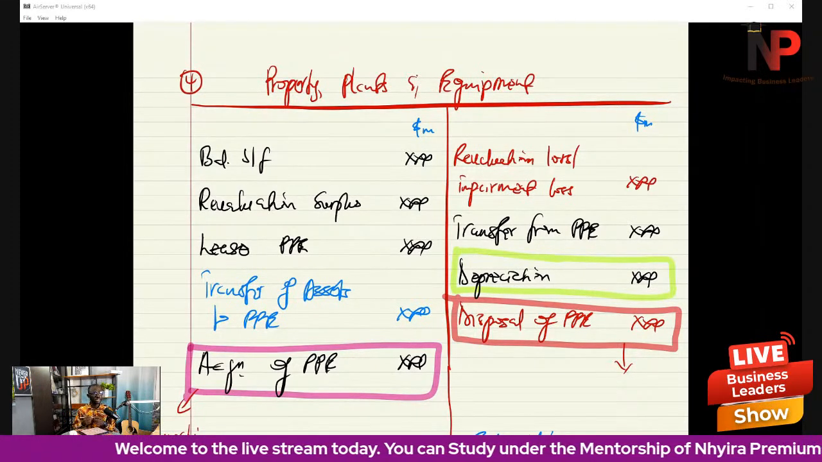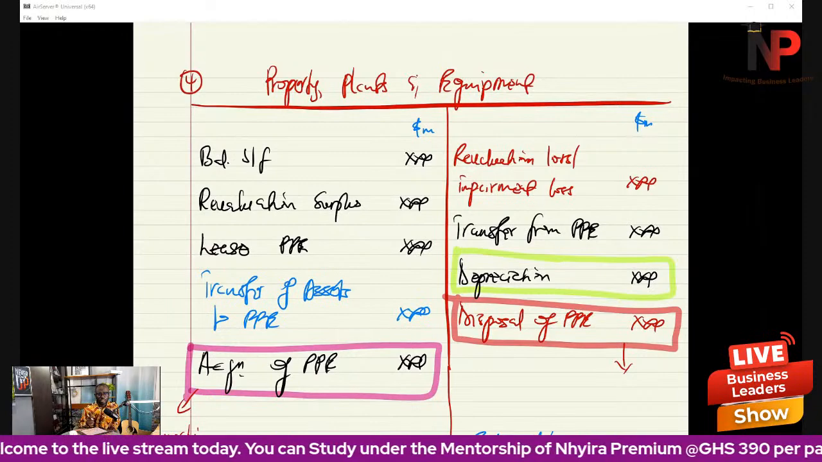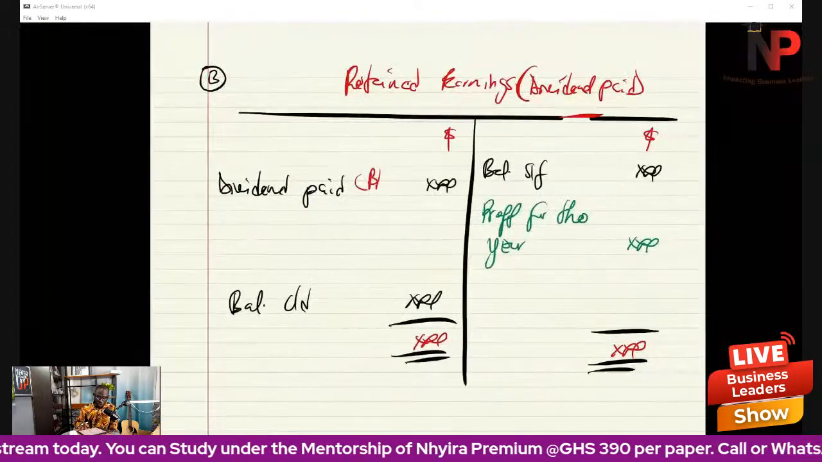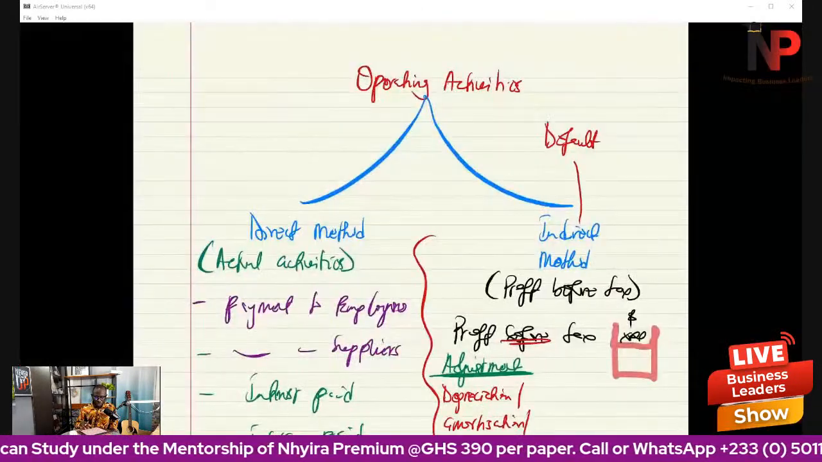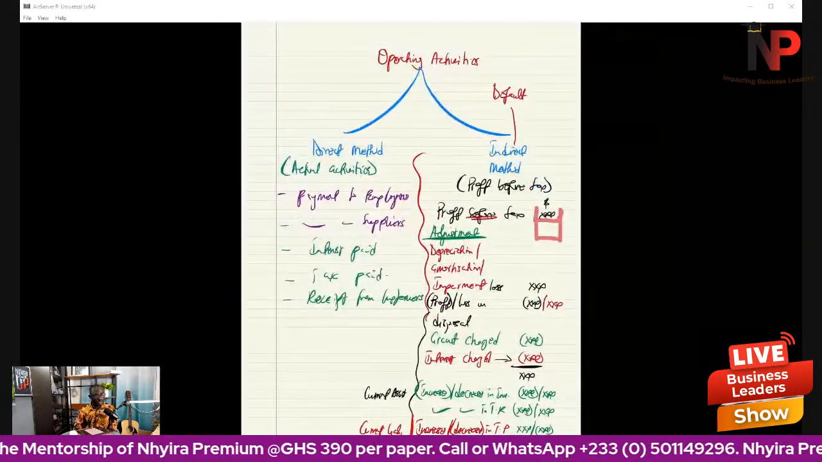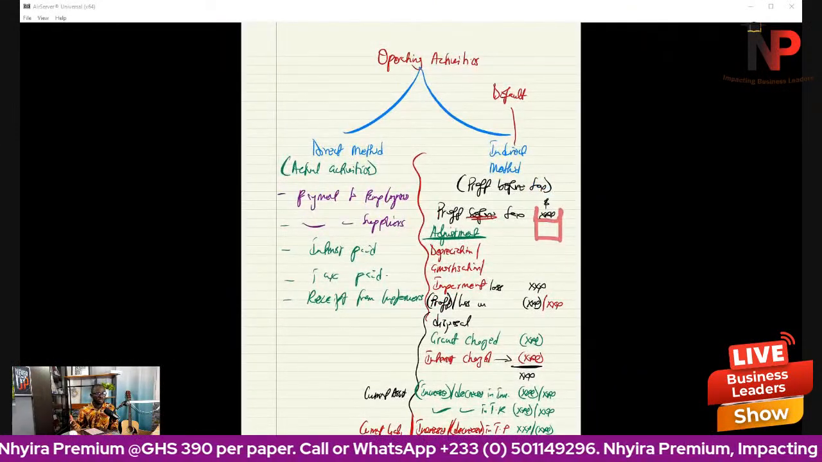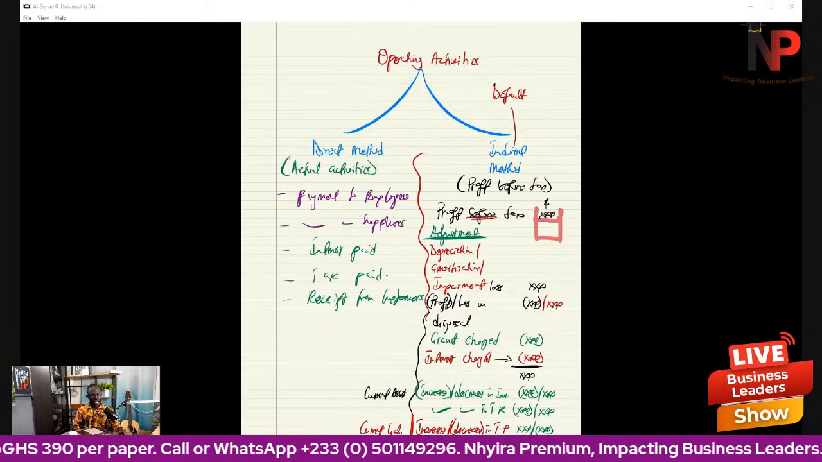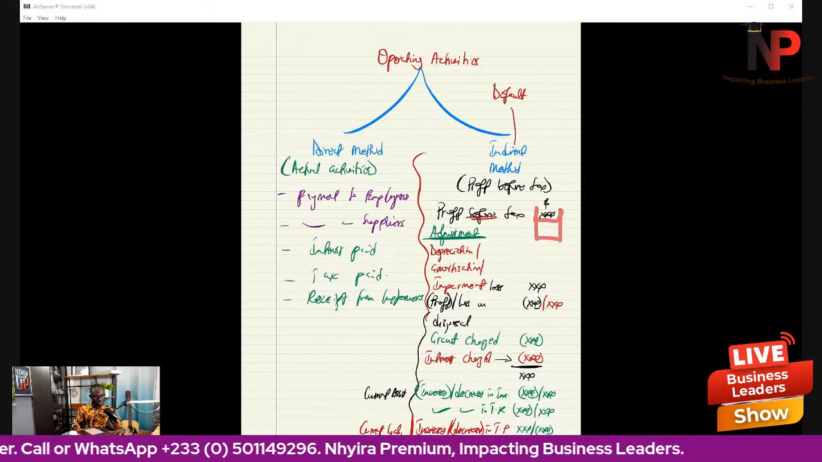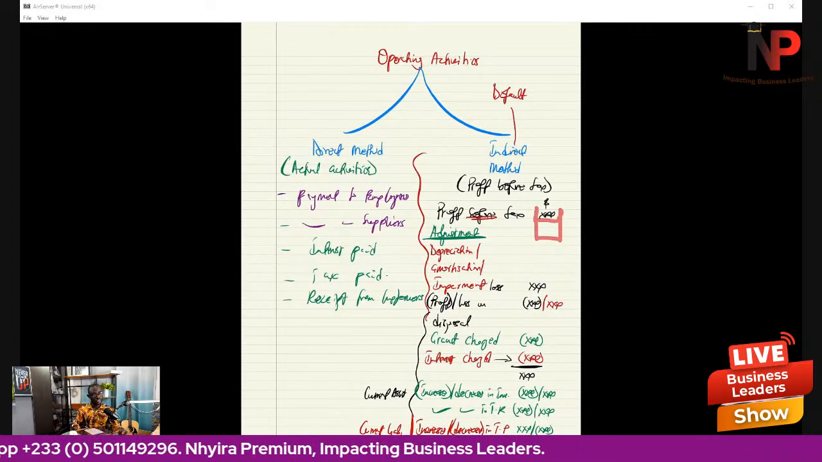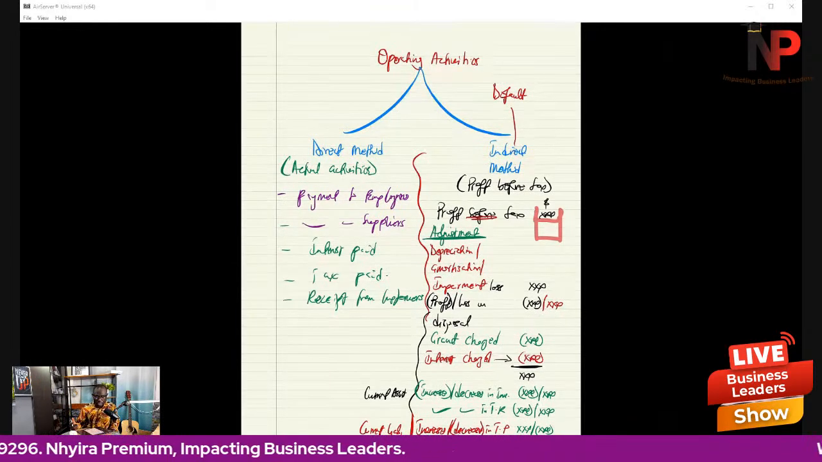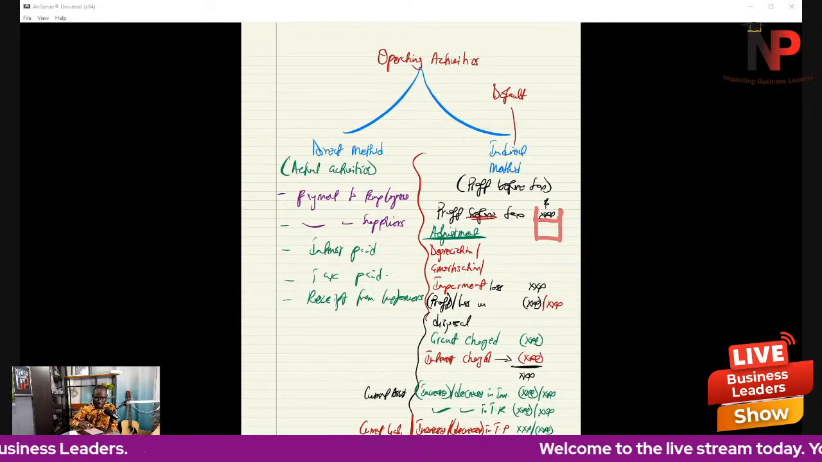So now that we've looked at the PPE and we've concluded on the issue relating to the cash flow from operating activities, let's crunch some numbers. Let's have some ideas about how cash flow from operating activities can actually be calculated, taking into consideration the direct method and the indirect method.